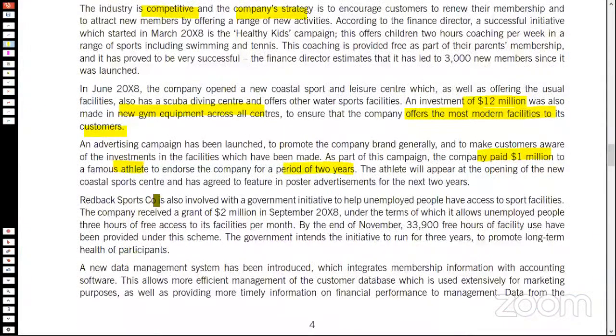Now it says Redback is also involved with the government initiative to help unemployed people have access to sport facilities. Now, the company received a grant of $2 million, under the terms of which it allows unemployed people 3 hours of free access to its facility per month. By the end of November, 33,900 free hours of facility have been provided under this scheme. Government intends to run the initiative for 3 years to promote long-term health of the participants.